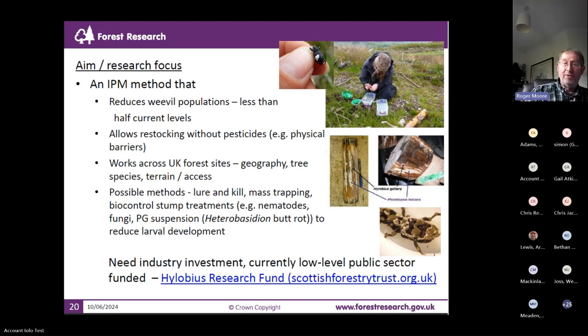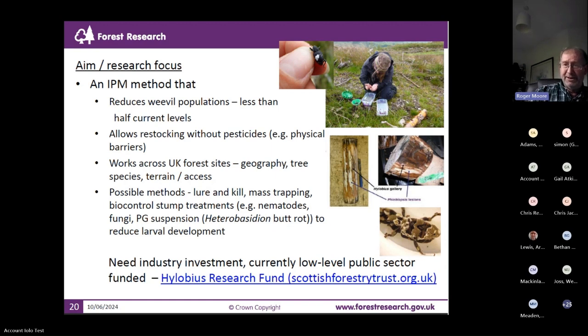It should allow restocking without pesticides if it's as effective as we hope it will be, but it may still need to be used in conjunction with pesticides to some degree as well, and also physical barriers. And of course, because we're developing that, other than nematodes, it's not something that we can necessarily transfer immediately.